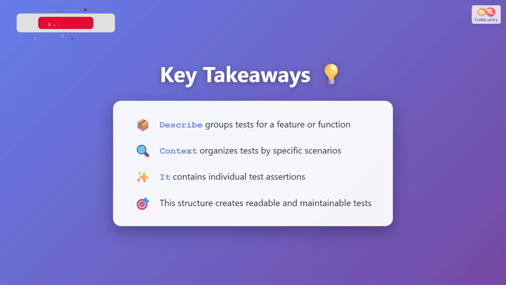Let's recap the key points about Pester test structure. First, the describe block groups tests for a specific feature or function, serving as the main container. Second, the context block organizes tests by different scenarios or conditions within that feature. Third, the it block contains individual test assertions that verify expected behavior. Finally, this three-level structure creates tests that are readable, maintainable, and easy to understand. By following this pattern consistently, you'll write better tests that clearly communicate their purpose and make debugging easier when tests fail. Start applying this structure in your own PowerShell projects today.